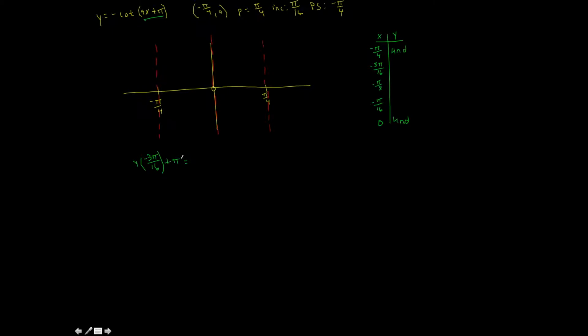So 4 times negative 3 pi over 16 is negative 12 pi over 16 plus pi. And if you knock all that out, with common denominators and things, you should end up with pi over 4. Now keep in mind your unit circle.